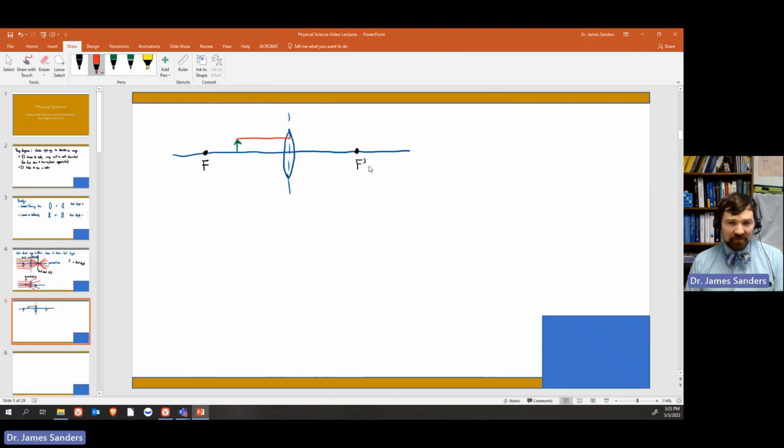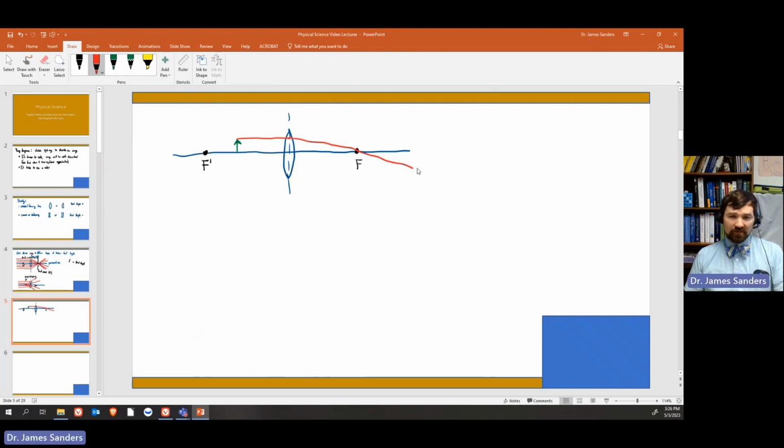And I mislabeled the focal point and the other focal point. They should have been like this. Somebody came in and distracted me as I was drawing this. So this right here has to go through the focus. Okay.